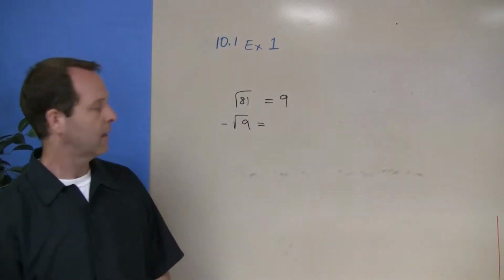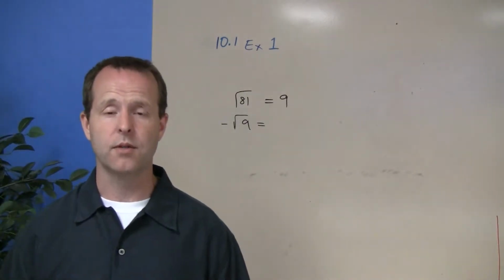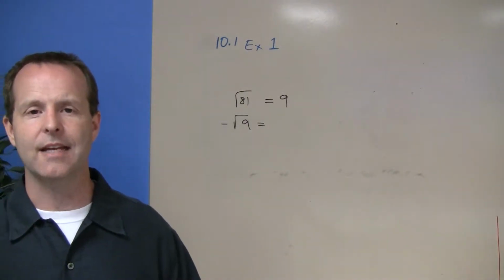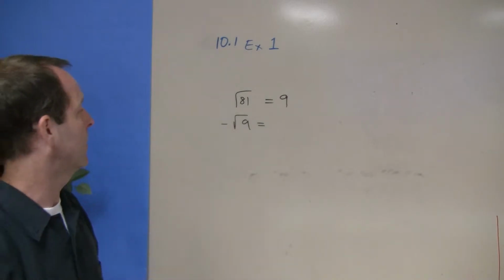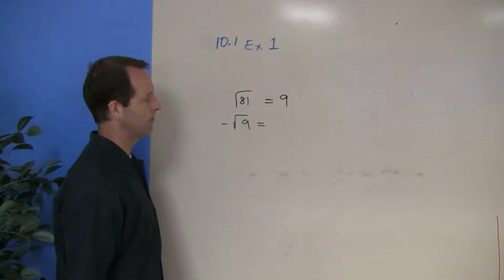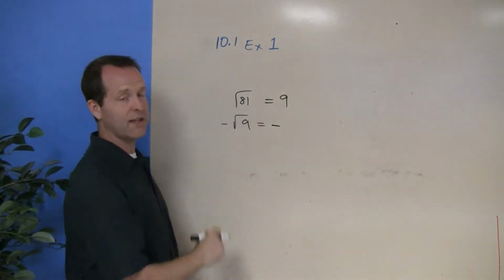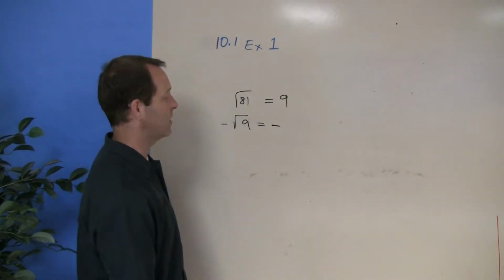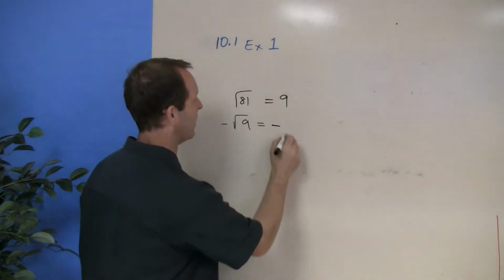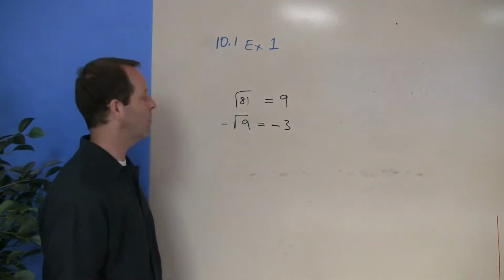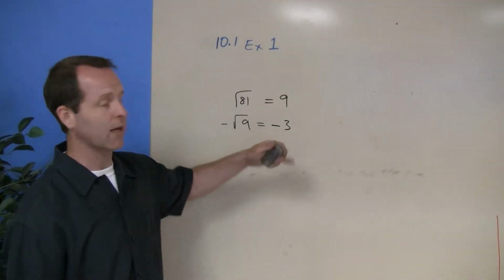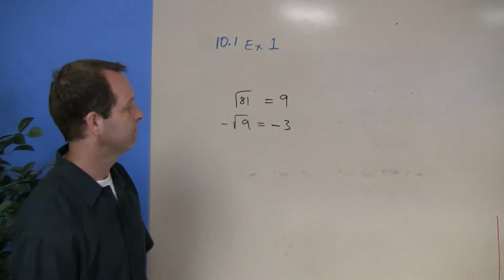What if I have the square root of 9, but there's a negative outside, so negative square root of 9. What does that become? Well, the negative just stays there. The square root only affects the 9. So what's the square root of 9? 3. So the negative square root of 9 equals negative 3.